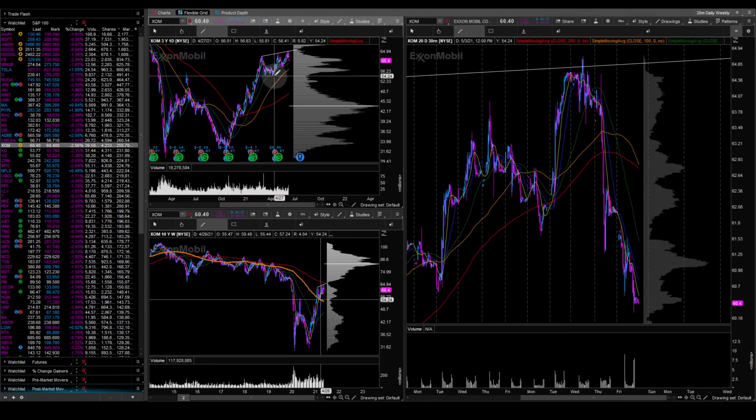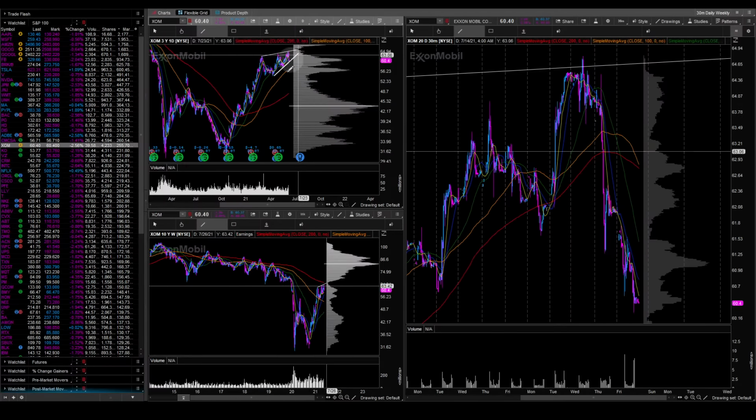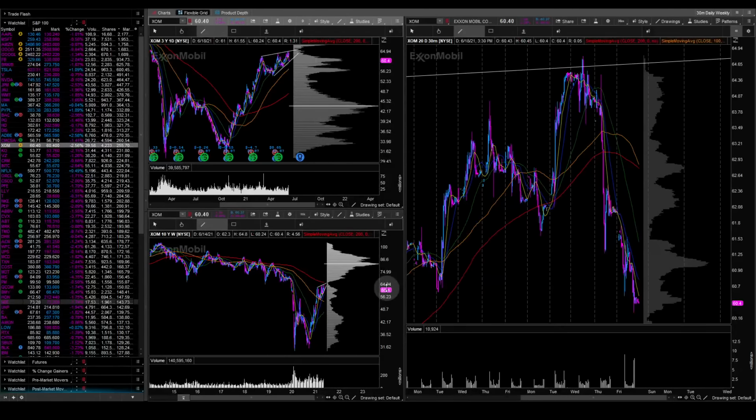1, 2, 3. Short term. Man, my kid is throwing stuff around his room.